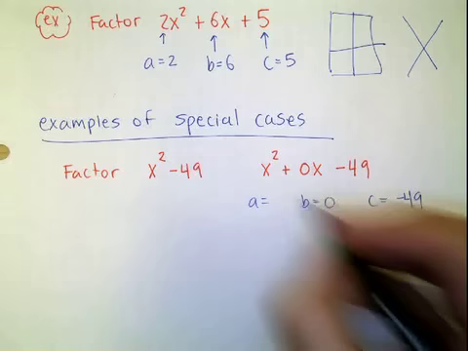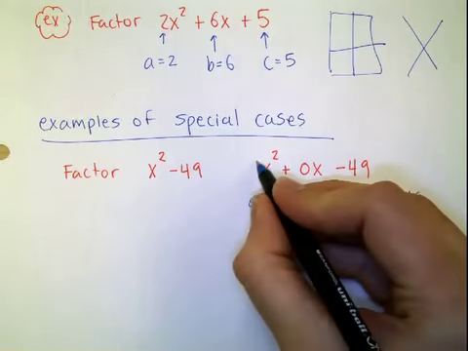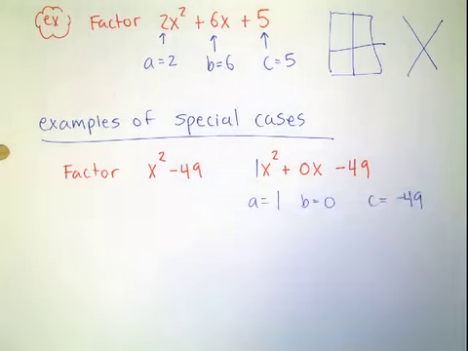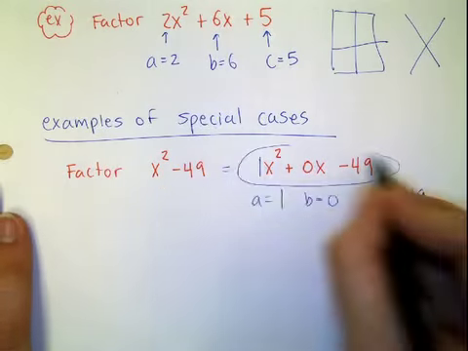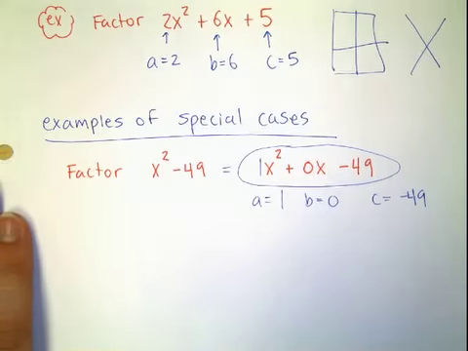And the A, what number's in front of the x squared here? It's the one that you can't see. It's a 1x squared. So you have A equals 1, B equals 0, C equals negative 49. Totally a special case. You've got to rewrite it to look like this if you want to use your rectangle and your diamond. You've got to figure out what was missing.